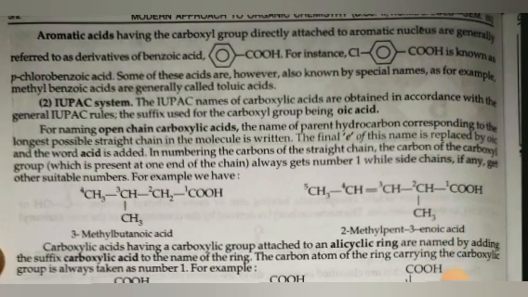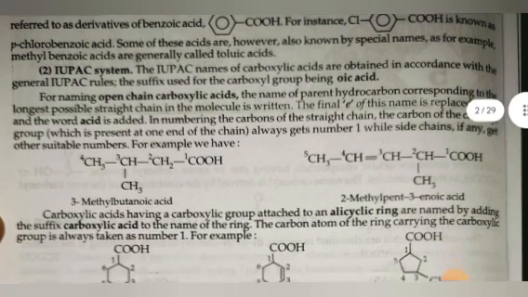Aromatic acids having the carboxyl group directly attached to the aromatic nucleus are generally referred to as derivatives of benzoic acid. For instance, parachlorobenzoic acid is known as parachlorobenzoic acid. Some of these acids are however also known by special names, as for example methyl benzoic acids are generally called toluic acid.